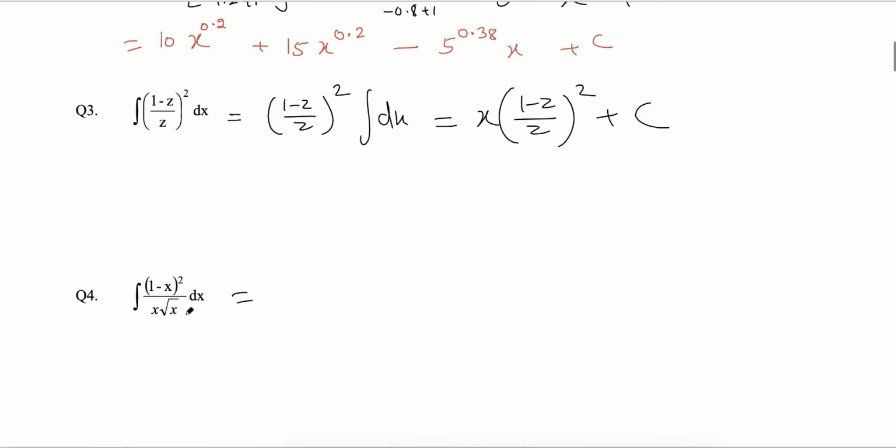Do not divert your concentration. Otherwise, it will be a problem. So we can write 1 plus x square minus 2x. Nothing else I did. I just expanded (a minus b) whole square, divided by x into root x dx.